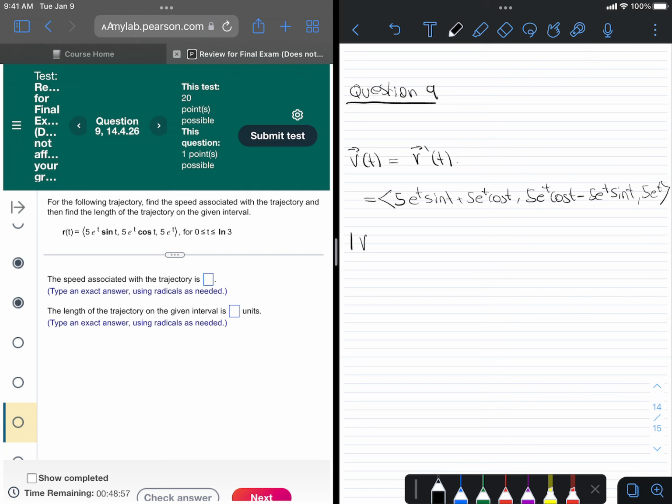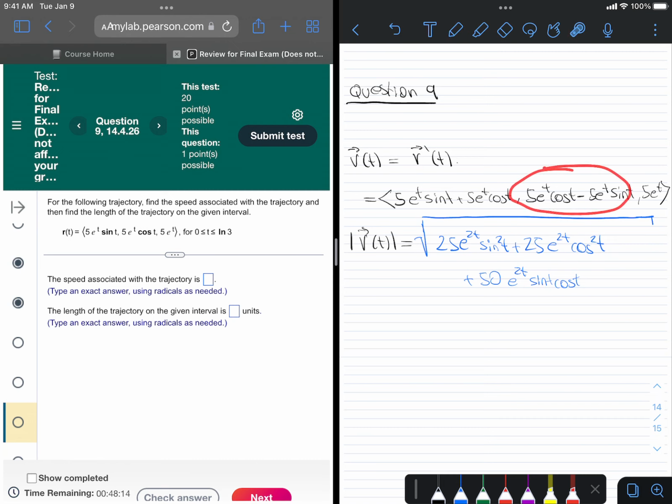The speed is the magnitude of velocity. So we need to calculate the magnitude of this. So it's the square root of each of those terms squared. When I square this, I'll get the square of that plus the square of that. So 25 e to the 2t sine squared t plus 25 e to the 2t cosine squared t plus 2 times this times this. So that will be 50 e to the 2t sine t cosine t.